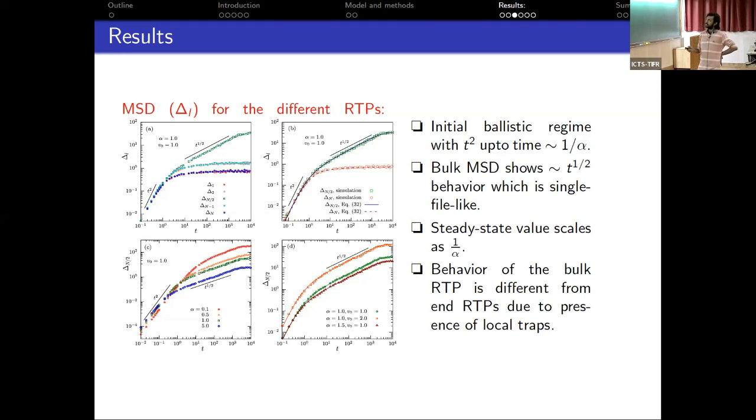After the initial ballistic regime, it shows a subdiffusive behavior, which is t to the power half. And this is simply like single file diffusion, a power law for the mean square displacement. Similarly, if you look at the mean square displacement for the bulk particle for different values of alpha, we can see that this t to the power half behavior is more or less persistent for all values of the activity, but the time scale and the crossover time change depending upon the value of alpha, because 1 over alpha determines the crossover from the ballistic to the subdiffusive behavior.